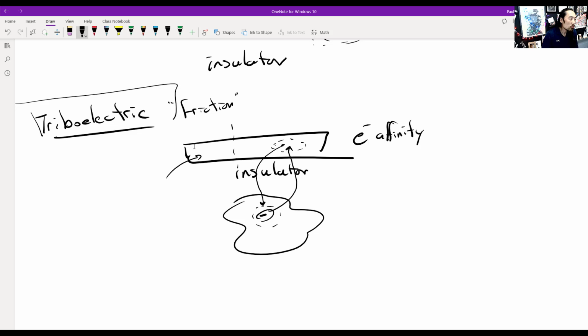Okay, so that's the triboelectric method. Now keep in mind, if we're looking at the system as a whole, back to the conservation of charge, you still have the same amount of charges. It's just that some charges left the rabbit fur onto the insulator, or vice versa. Now the other important thing here is that with the triboelectric method, there is contact that is made. There is physical contact.